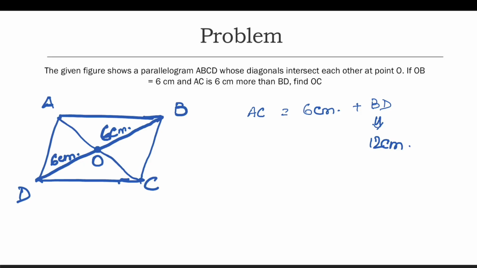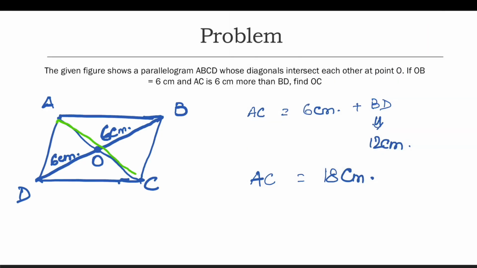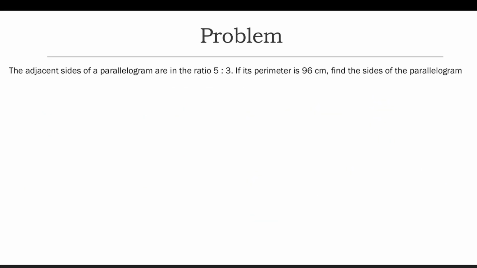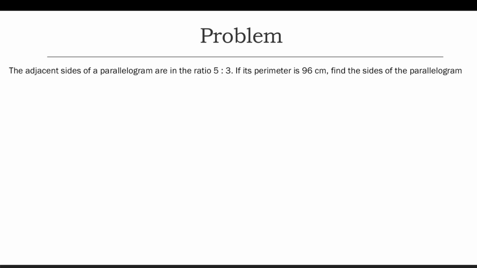Now the second thing given is AC is 6 centimeter more than BD. So AC would be 18 centimeter. So this entire thing is 18 centimeter, right? Now at O they are bisecting each other. So OC would be half of this. OC would be 18 by 2 equal to 9 centimeter. So again an easy one. Let's come to this. This is also not that difficult.